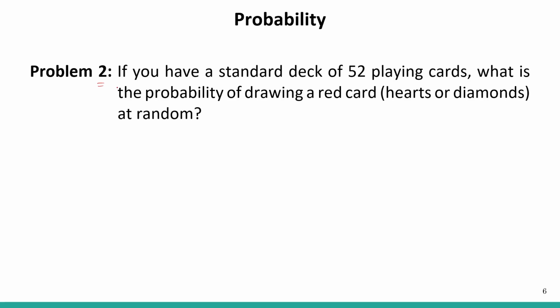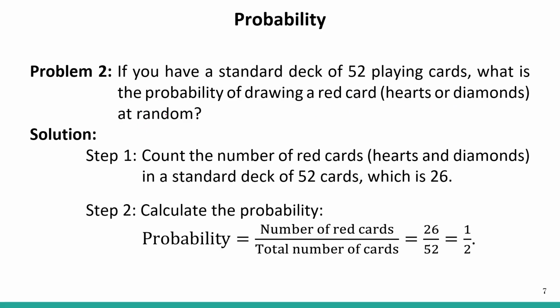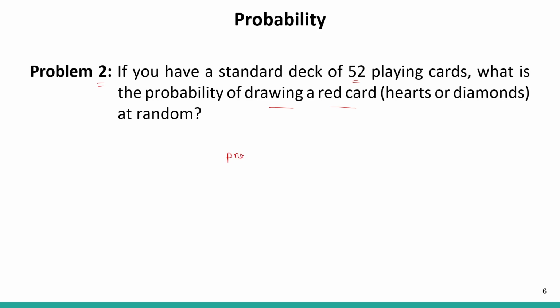Let's go forward with problem number 2. If you have a standard deck of 52 playing cards, what is the probability of drawing a red card, hearts or diamonds, at random? Basically you need to use the same formula for probability. Probability is what?